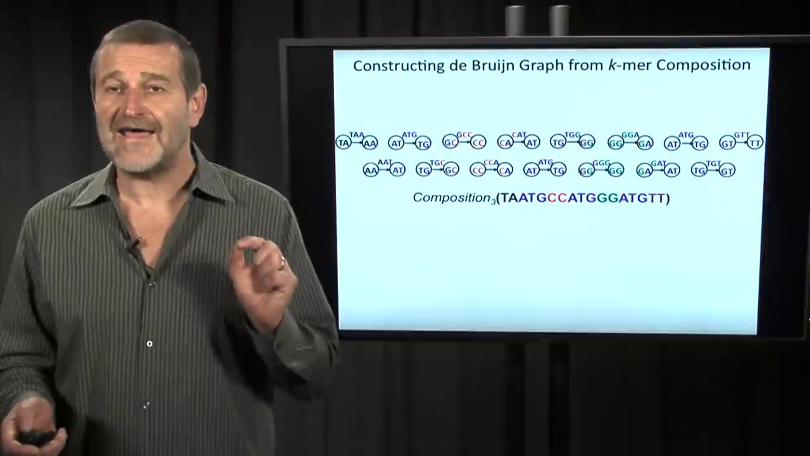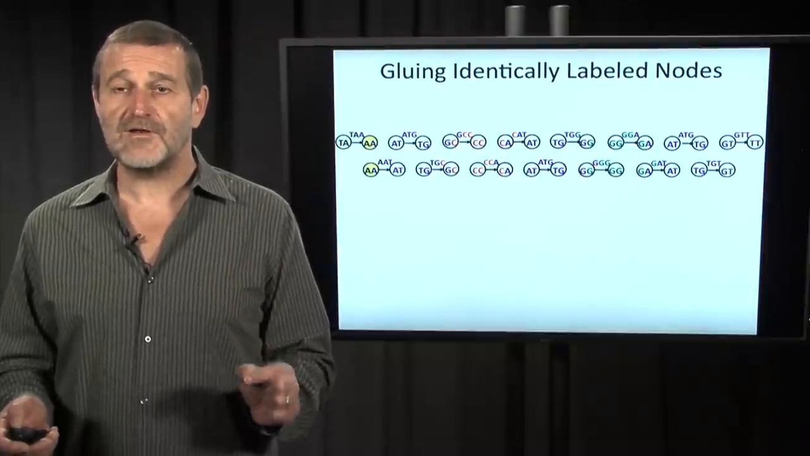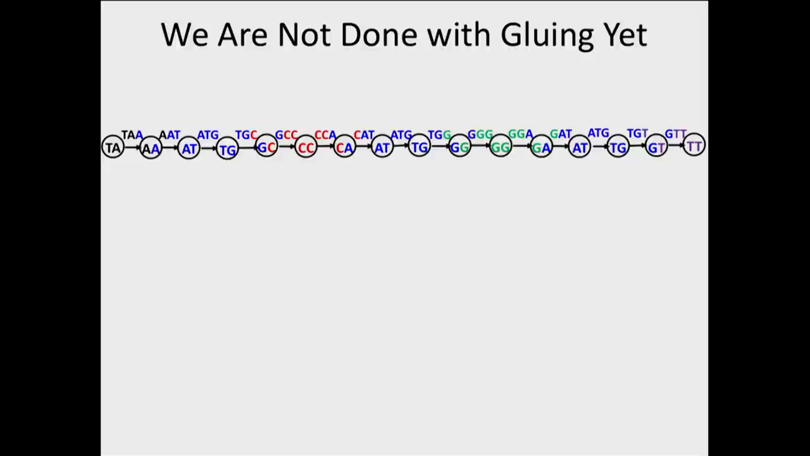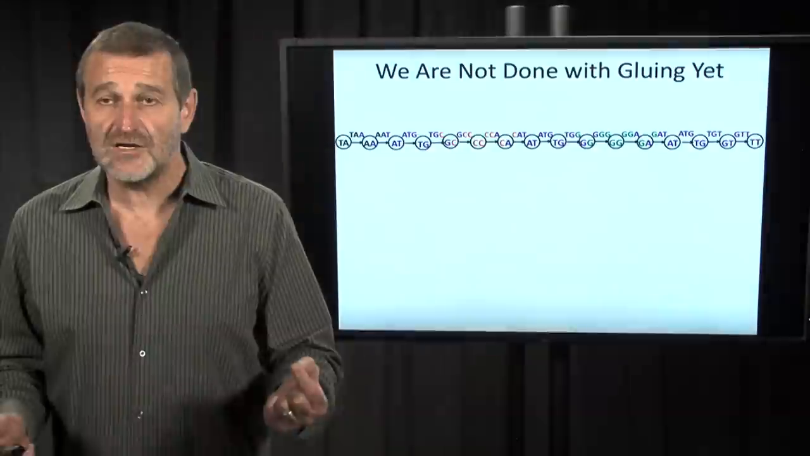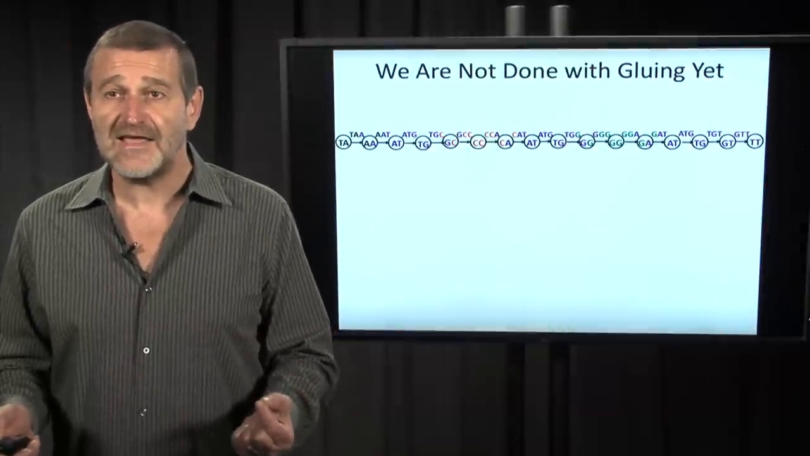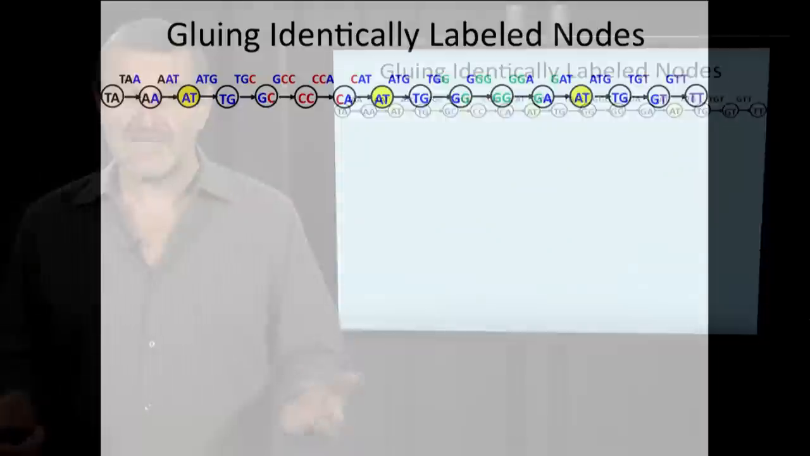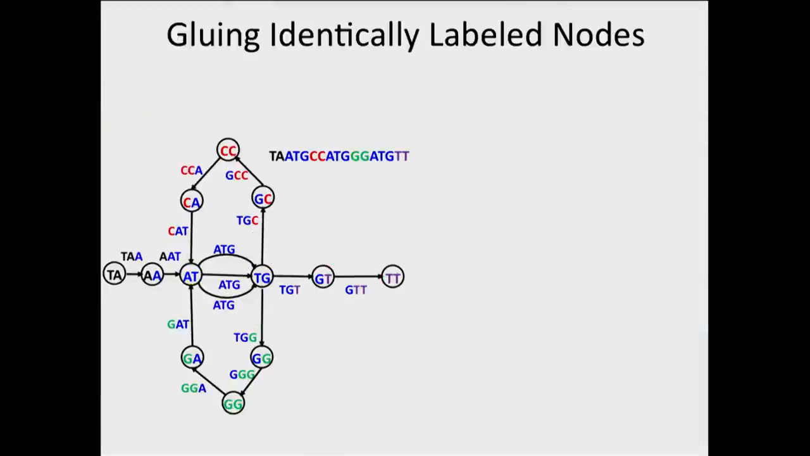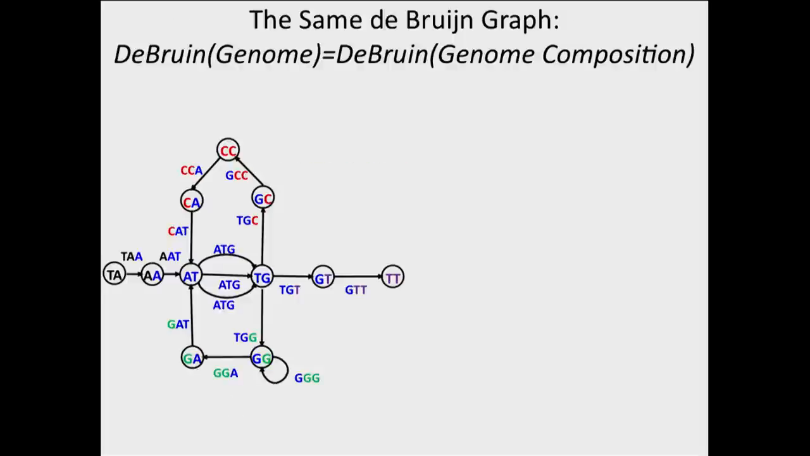Let's just glue identically labeled nodes. For example, AA and AA are identically labeled. Let's glue them together, bring them a little bit closer, and finally glue. Let's continue with AT, the same thing, GC. Continue again, more, and finally, we are getting the same path that we were getting as if the genome were known. But we haven't finished gluing because there are, of course, other vertices to glue. And we proceed exactly the same way as we did in the case when the genome was known, and finally construct the de Bruijn graph.